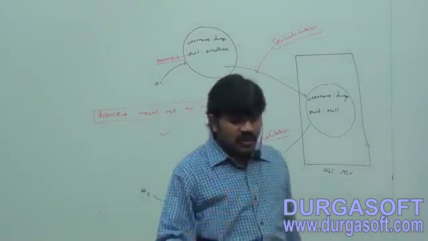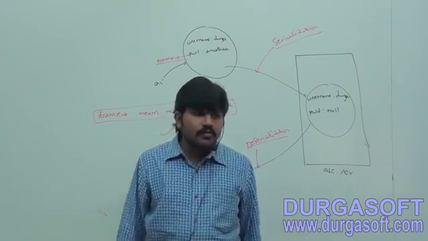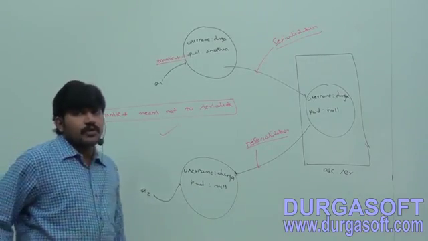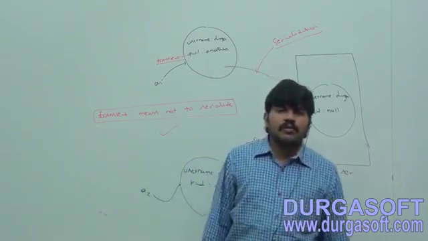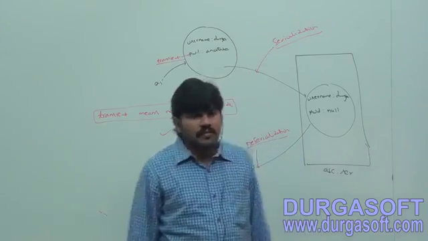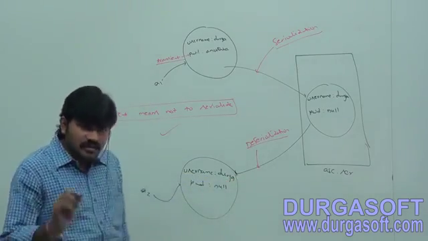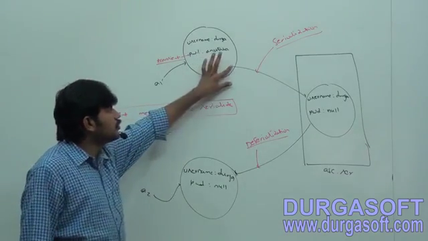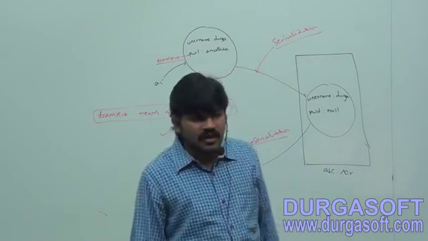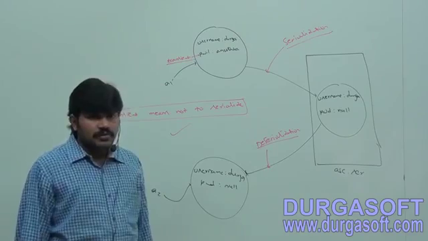At the time of serialization, if we don't want to save the value of a particular variable to meet the security constraint, then we should declare that variable as transient.